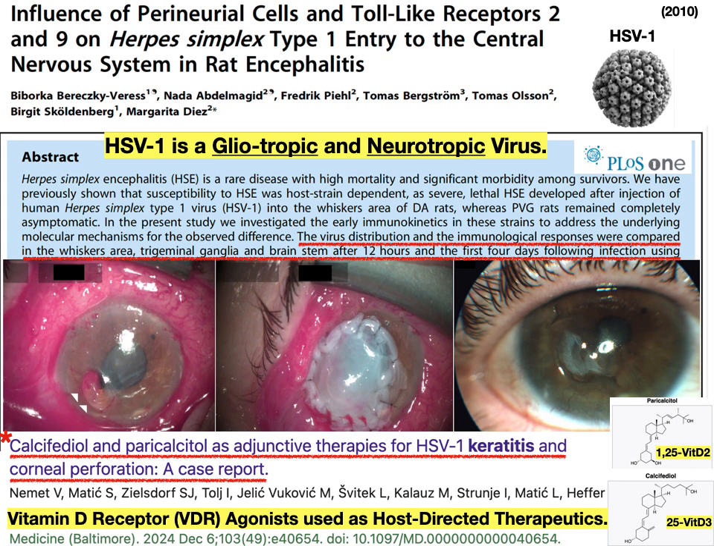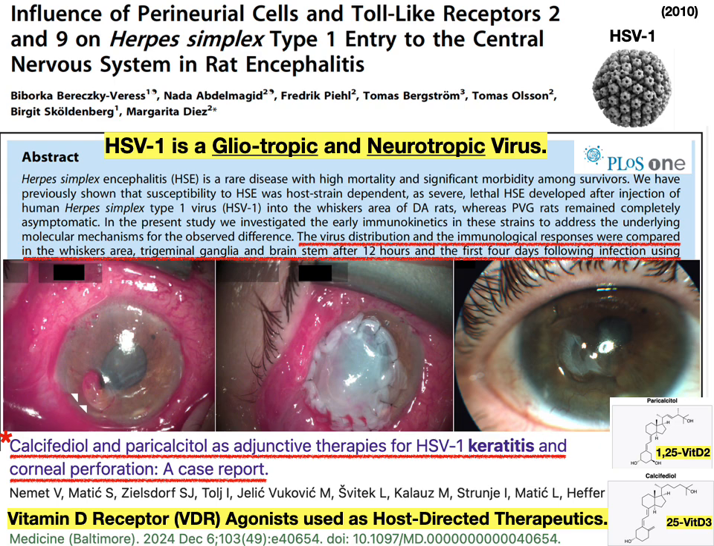In the present study, we have investigated the early immunokinetics in these strains to address the underlying molecular mechanisms for the observed difference. The virus distribution and the immunologic responses were compared in the whiskers area, trigeminal ganglia, and brainstem after 12 hours of infection and the first 4 days following infection.